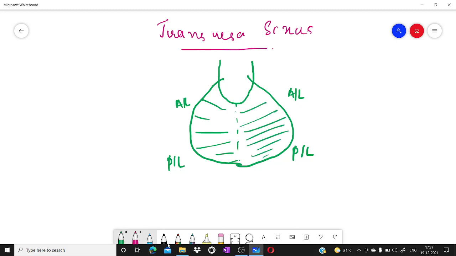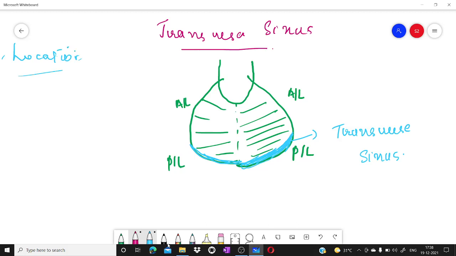So which is that dural venous sinus, a paired dural venous sinus which is related to the posterolateral attached part of the tentorium cerebelli? The tentorium cerebelli is attached here to the transverse sulcus on the occipital bone. Along this attachment we have a dural venous sinus which is located on both sides. So that is the transverse sinus. That is about the location of the transverse sinus. It is along the posterolateral attached margin of the tentorium cerebelli.